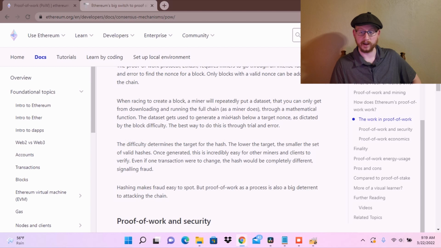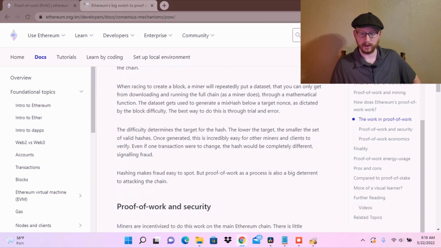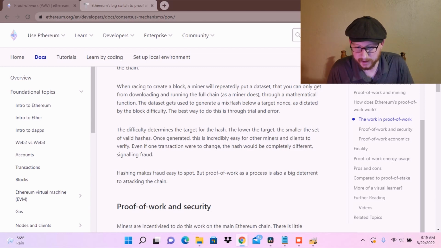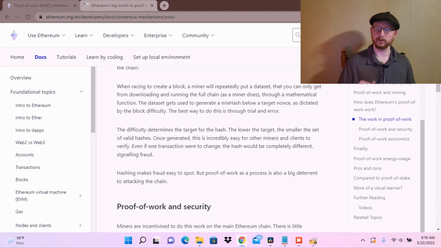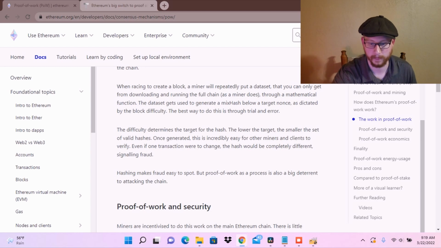As the miner does, through the mathematical function, the data set gets used to generate a mix hash below a target nonce, as dictated by the block difficulty. The best way to do this is through trial and error. The difficulty determines the target of the hash. The lower the target, the smaller the set of valid hashes.